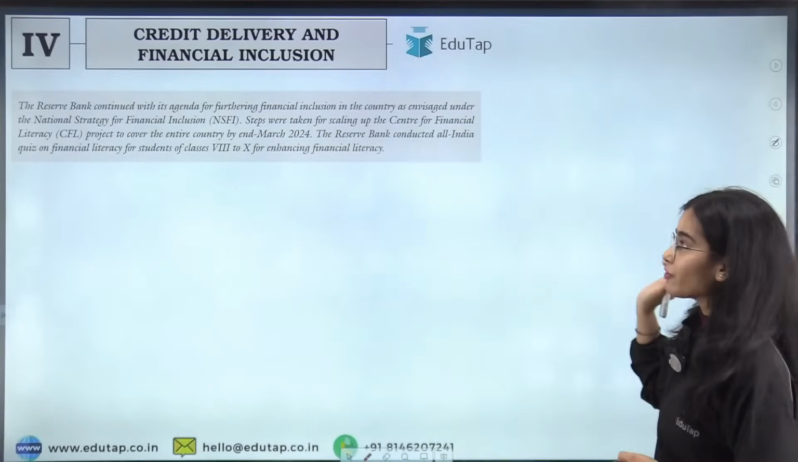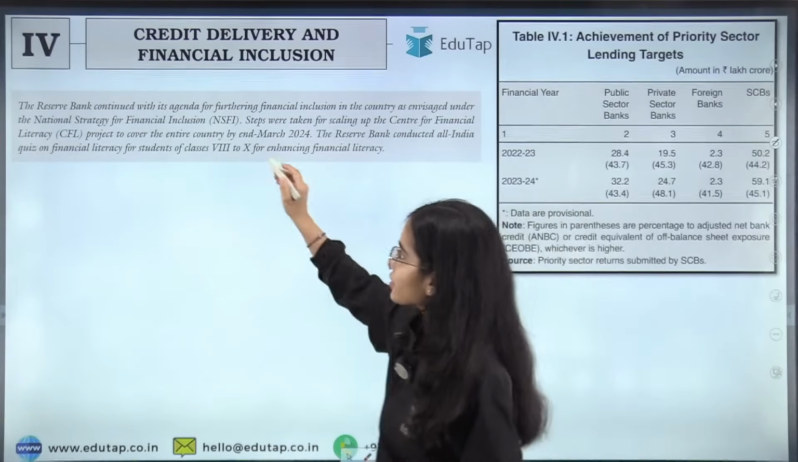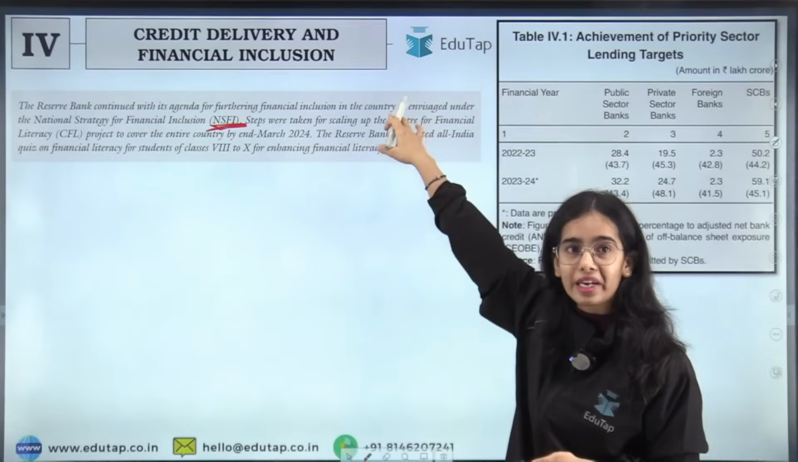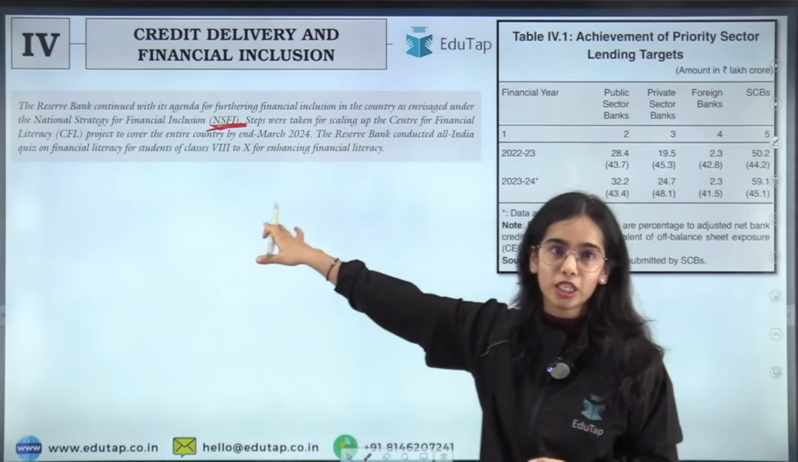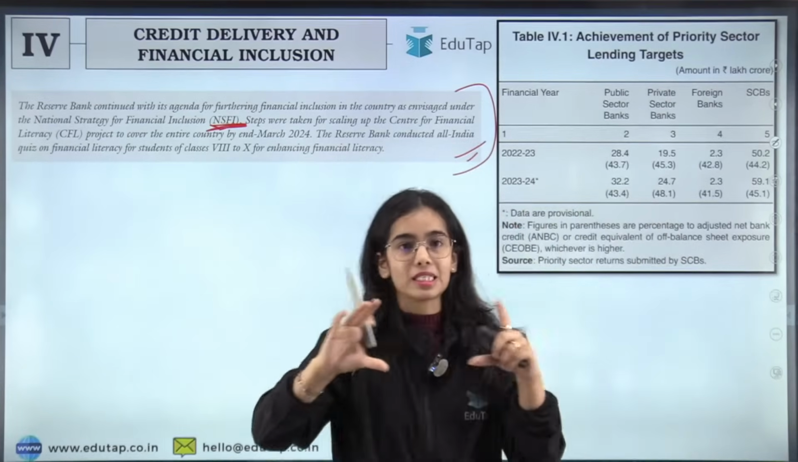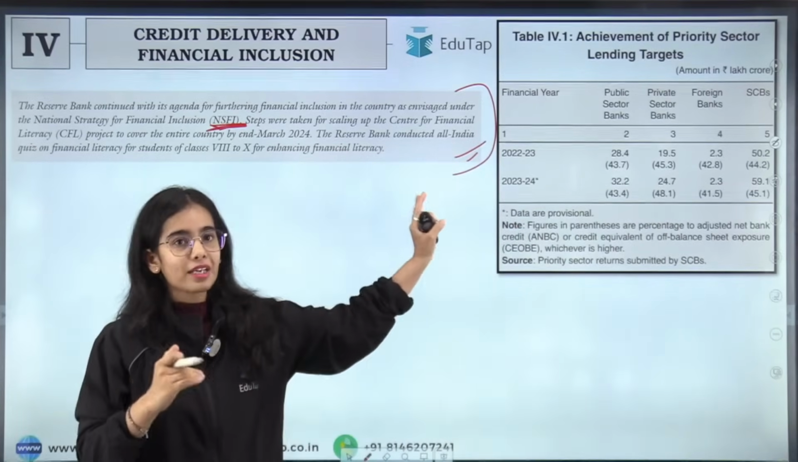Now, credit delivery and financial inclusion. Okay, so NSFI, we will understand about this. First of all, let's start with credit delivery, then we can start with financial inclusion. I have provided you this so that you can read what the basic idea is. Okay, now starting with credit delivery.